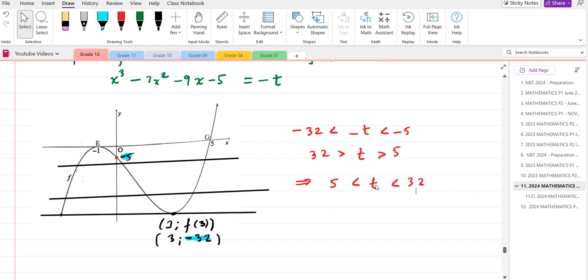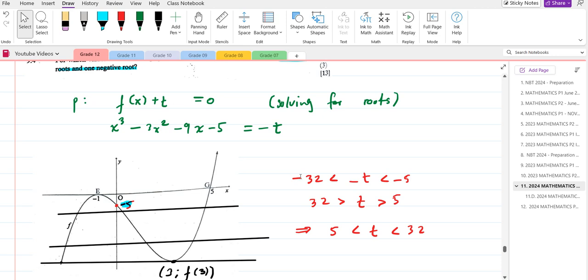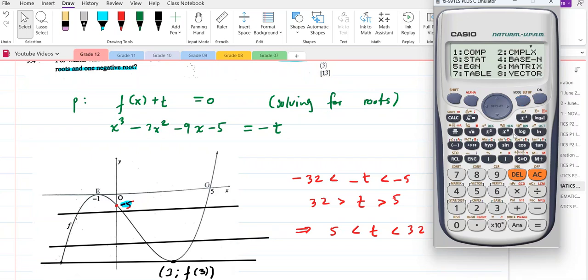I want to see if my answer is correct. Let me substitute a value of t, which is 6. So I'm going to go to the equation solver just to check that. Mode 5 and 4. A value is 1. B value is -3. C value is -9. Now remember, I'm choosing a value between 5 and 32, like the number 6. So -5 plus 6, bring the t over. -5 plus 6, that's 1. Let me see if I'm getting 2 positive, 1 negative. Perfect.